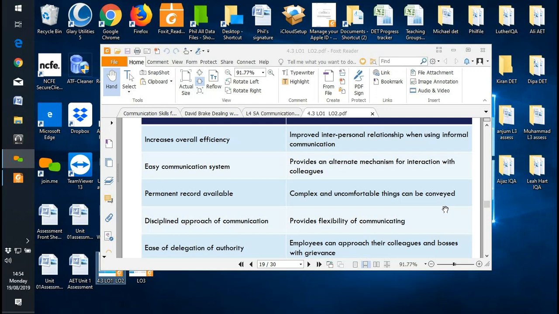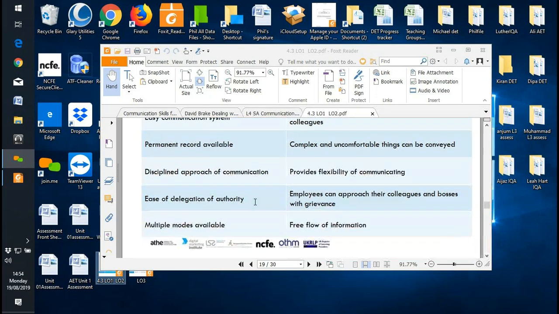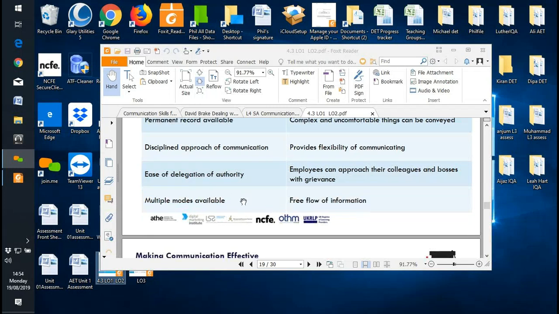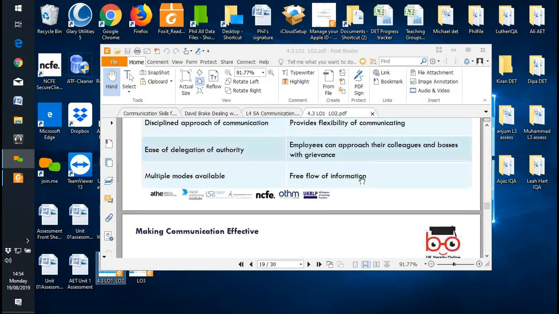It provides a disciplined approach to communication, but provides the flexibility of communicating at the same time. It's an ease of delegation of authority. Employees can approach their colleagues and the bosses with a grievance, whether it be dealt with is a different matter, but there are multiple modes available, and it's a free flow of information backwards and forwards.